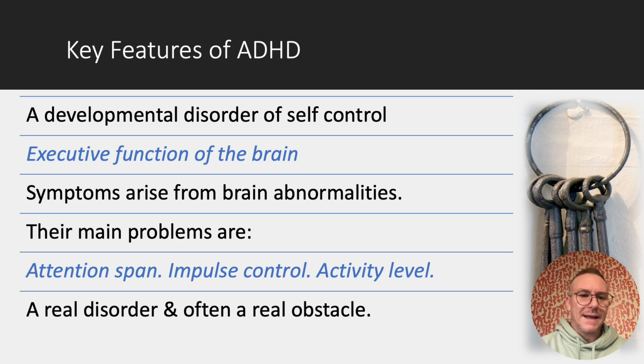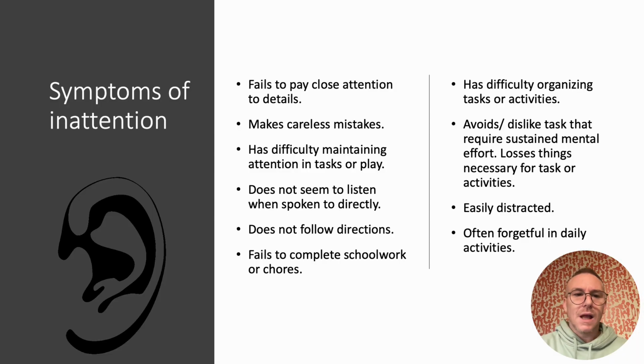And people with ADHD, their main problems are around attention span, impulse control, and activity level. Obviously a high activity level. And it's a real disorder and often a real obstacle for those with ADHD, children and adults. Let's have a look at some of the symptoms of inattention, which is one aspect of ADHD. So these are some of the things that we might see in relation to inattention.